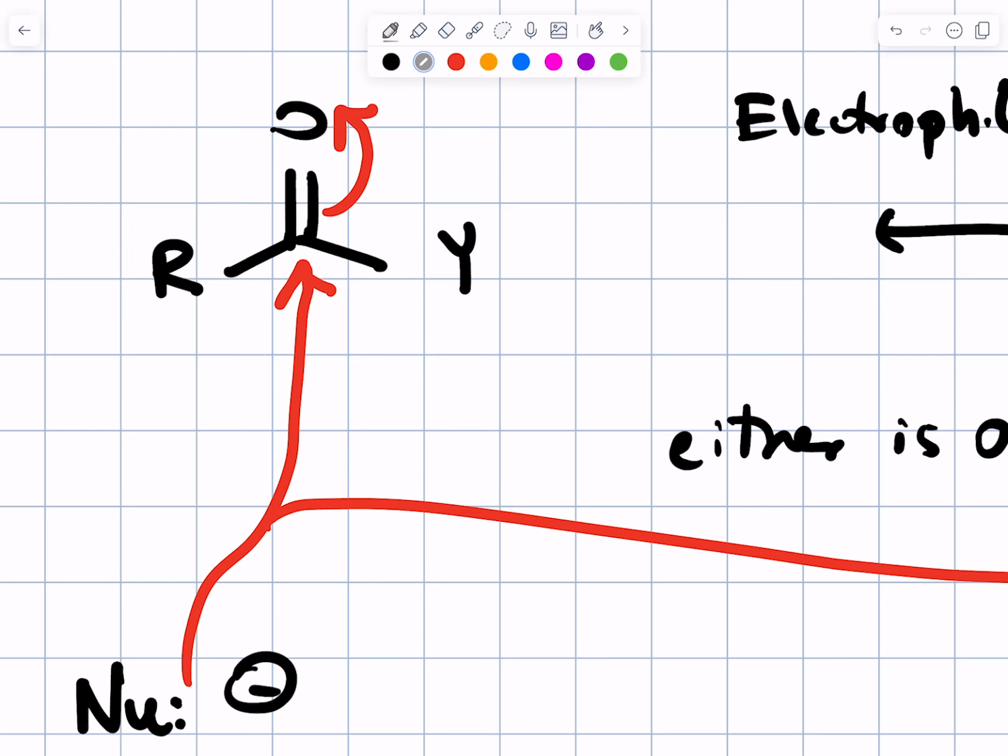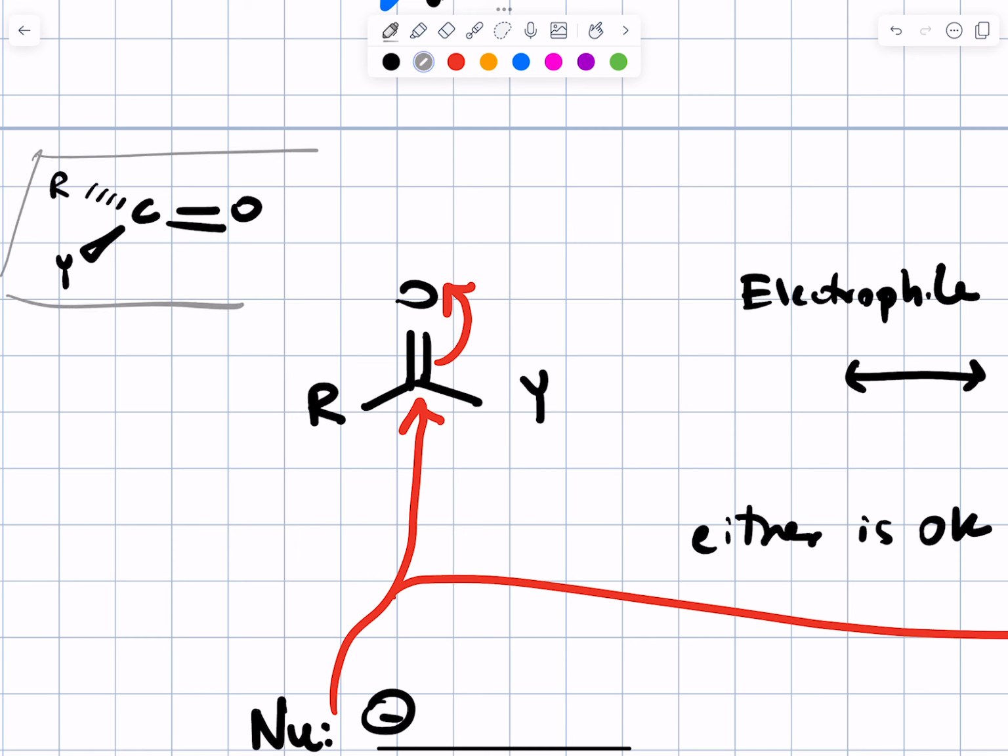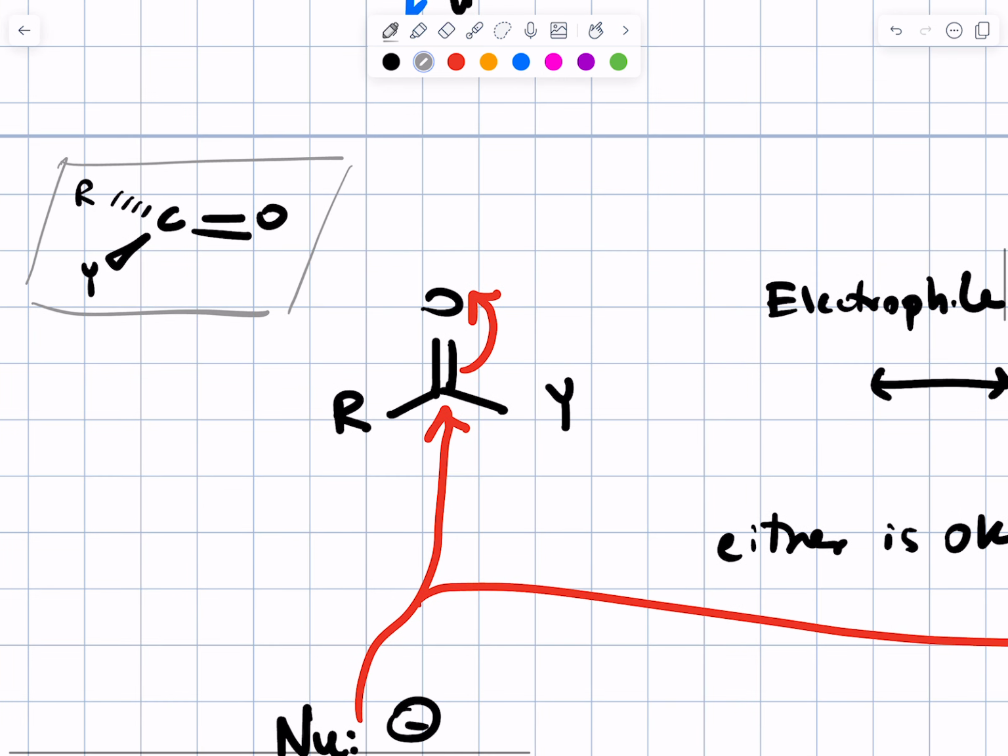Let's draw the pi star on this carbonyl compound. So what I drew for you before, I abbreviated. We were looking at a carbonyl compound from the side. If all of these carbon, oxygen, CR, CY bonds are all in the plane that I've indicated, then the pi star is above and below that plane, and it's mostly on the carbon, and there is a node in between the two atoms.